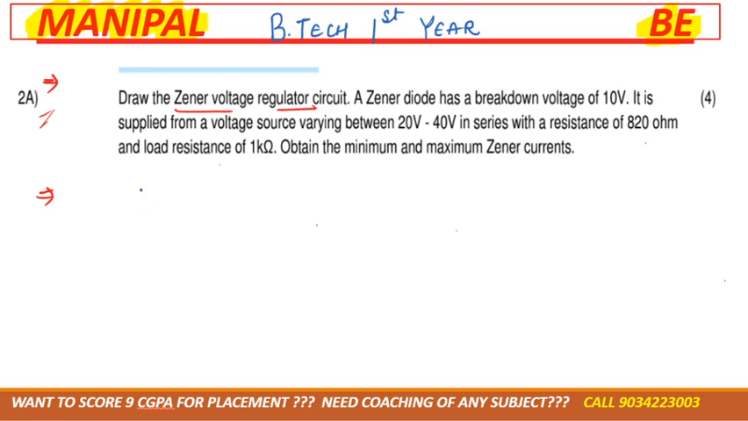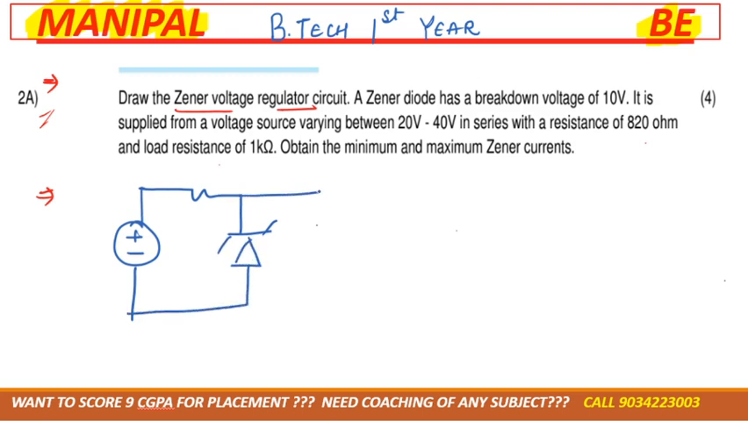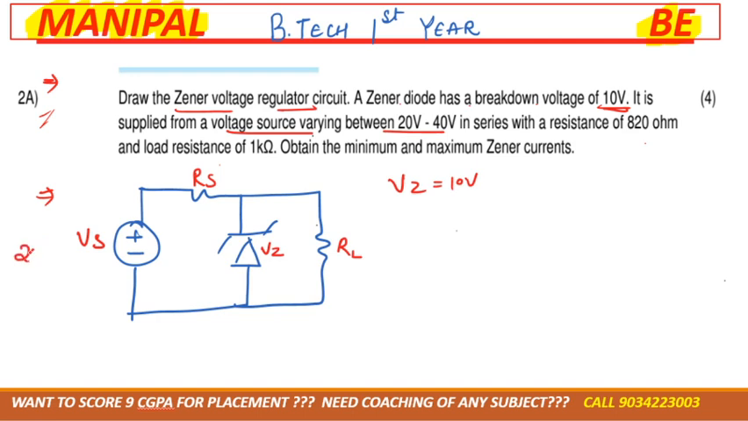Draw the zener voltage regulator circuit. First of all, we need to draw the standard circuit. This is RS, this is VS, this is RL. A zener diode has a breakdown voltage of 10 volt, meaning VZ they have given as 10 volt, right? And the supply voltage varying from 20 to 40 volt. So Vs minimum we can consider as 20 volt and Vs maximum we can consider as 40 volt.